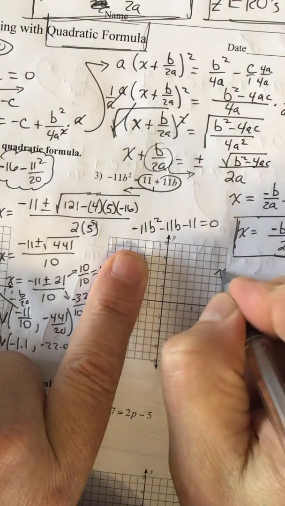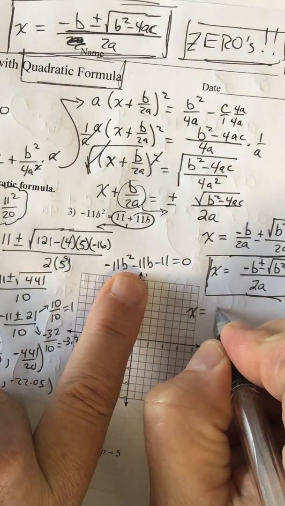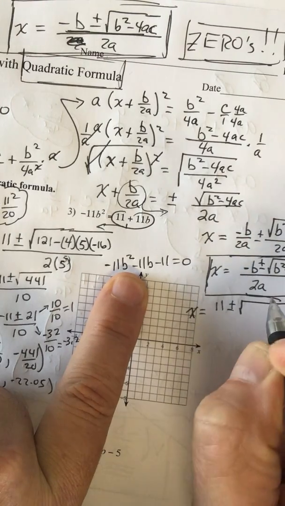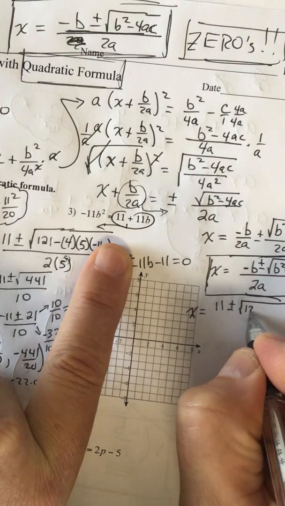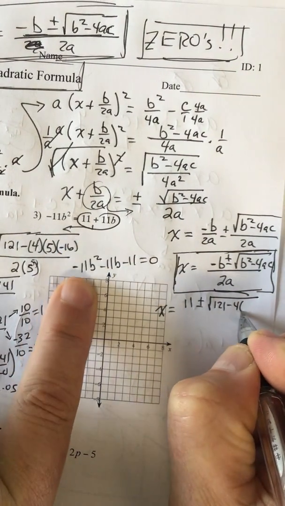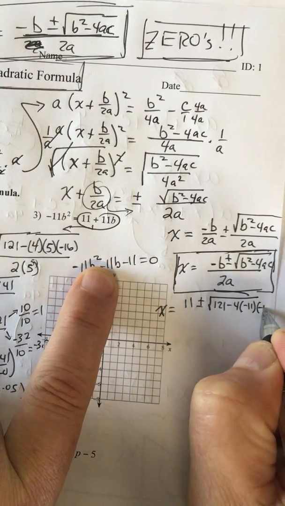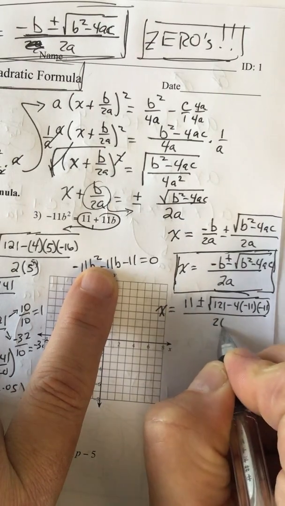Okay, the zeros. The quadratic formula is negative b, so negative 11 will be positive 11, plus or minus the square root of b squared, so negative 11 times negative 11 is positive 121, minus 4 times the a number, which is negative 11, times the c number, which is negative 11, all divided by 2 times the a number.